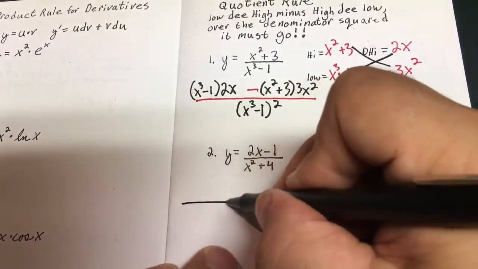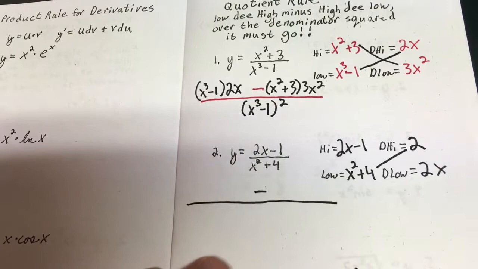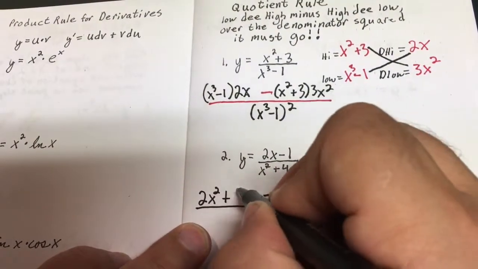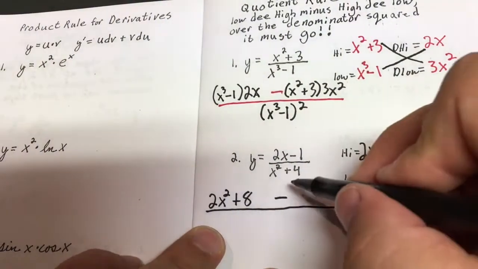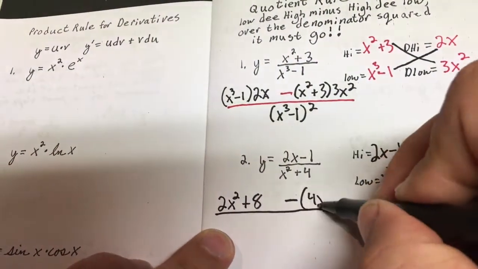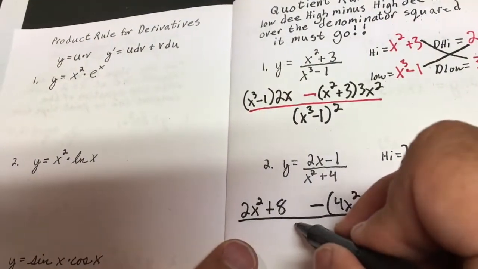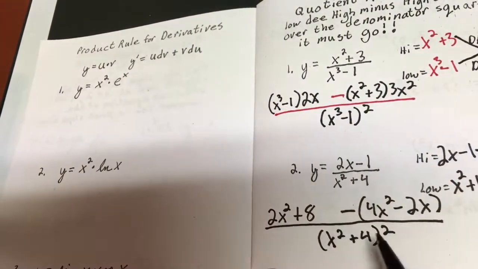I'm going to set up my template with a minus sign, and it's going to be low d high. I might distribute that. That's going to give me 2x squared plus 8, minus high d low. I might distribute that. That's going to give me 4x squared minus 2x. All over the denominator squared it must go, so x squared plus 4 squared. I think I can simplify that a little bit more.